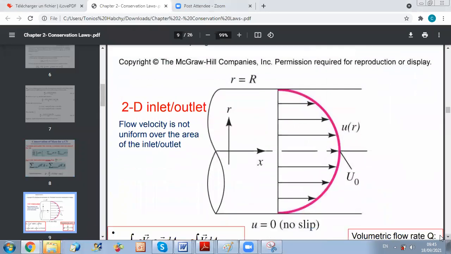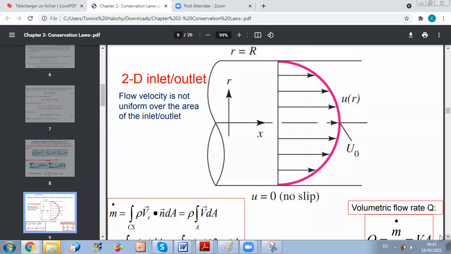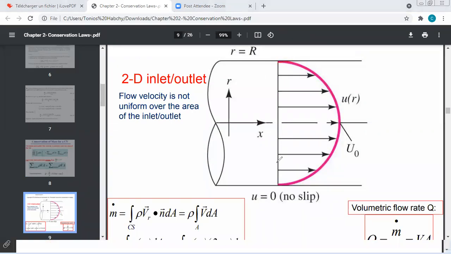Now, what if the velocity profile is not uniform? If the velocity profile is not uniform, you should then consider doing integration over your area. As we said, this is a typical case for a laminar flow. If you have a laminar flow in a piping system, then to be able to apply the continuity equation, you should integrate over your inlets and outlets.